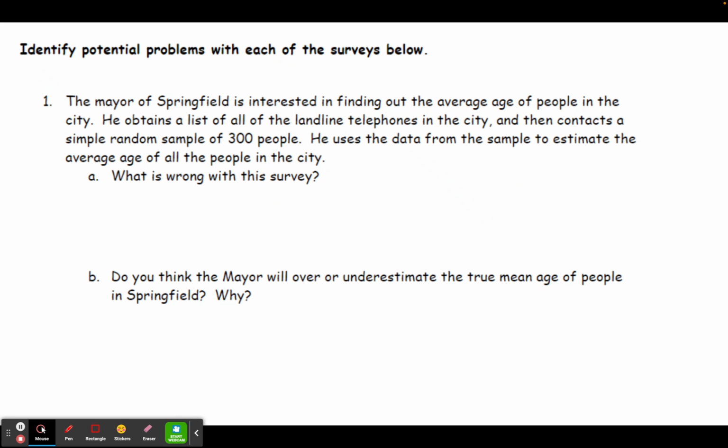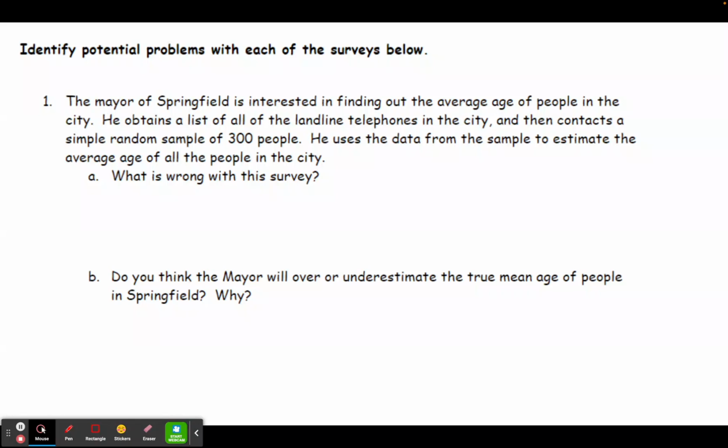So, what we're going to do is look at some examples with surveys and try to identify some potential problems that could occur. What I would recommend that you do is to read through these after you pause the video and jot down some ideas about what you notice could potentially go wrong with each of these surveys. And then also try to think about whether each of these surveys will either over or underestimate the value that they're trying to get by administering the survey. And then go ahead and turn the video back on and see how you did.